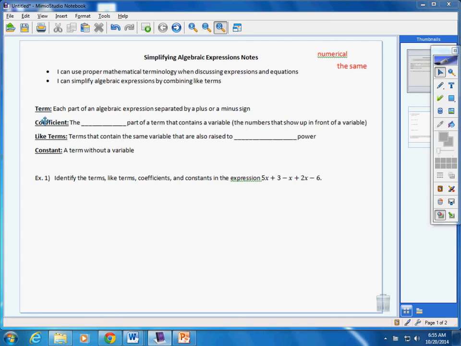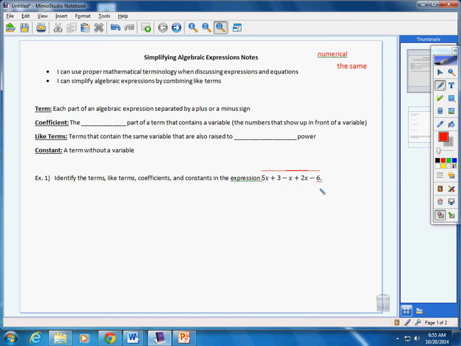Alright, we need to start out with some terminology. This will go with our first I can statement. So firstly, a term. Each part of an algebraic expression is separated by a plus or minus sign. In case you're unsure what that means, we have an algebraic expression right down here. Each part of this that's separated by a plus or minus sign is a term.